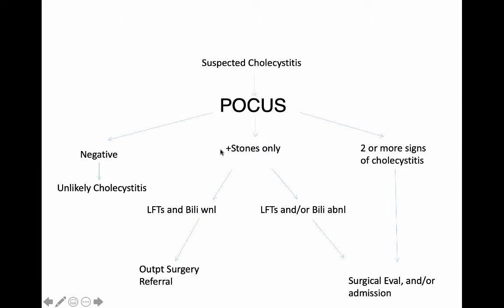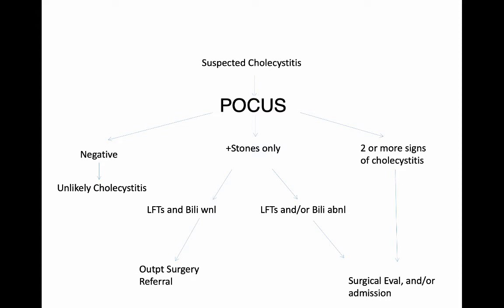If we just see stones and maybe we have labs that are normal and they don't look too bad, we can control their symptoms, then that can be a further outpatient referral and workup process. If they've got abnormal labs or difficult to control pain or persistent symptoms, then maybe they need a surgical evaluation, or maybe they need admission to the hospital. But if they've got two or more signs like wall thickening or pericholecystic fluid, or they're just super tender and you can't control their symptoms, then they probably need more immediate surgical evaluation and probably admission to the hospital, and follow through on that plan.